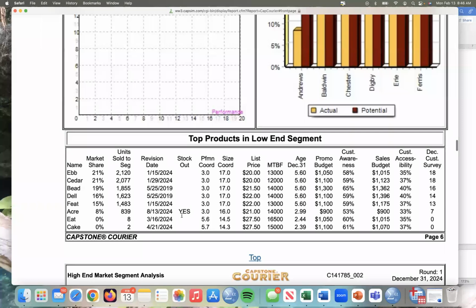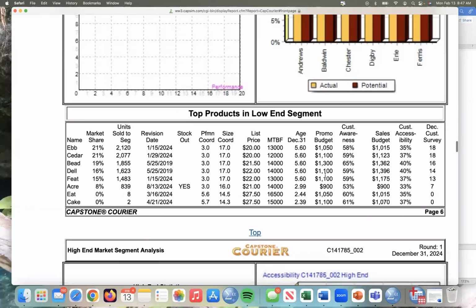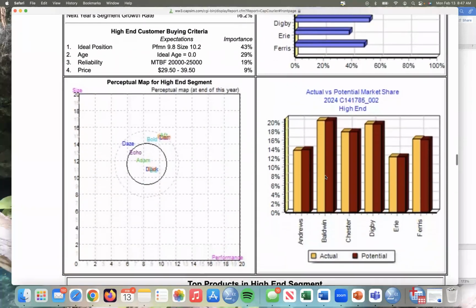We need to take a look at what we didn't do. And you can see that our price was a little bit lower than the industry leaders. Our MTBF, we could go down a little bit there, cut our costs there. Our perceived age is higher. We could go up a little bit on our promotion and sales budget as well. That would get our demand up. So one of the things you will take a look at is how we can do better relative to our competitors, in each one of the market segments that you're focusing on.